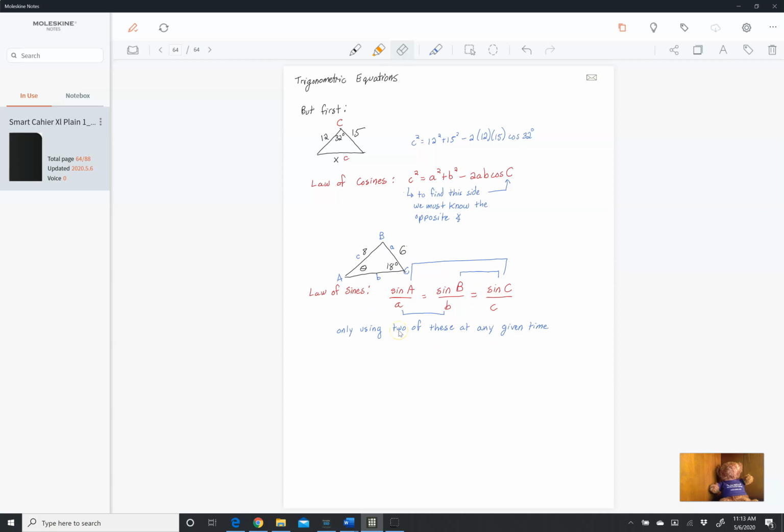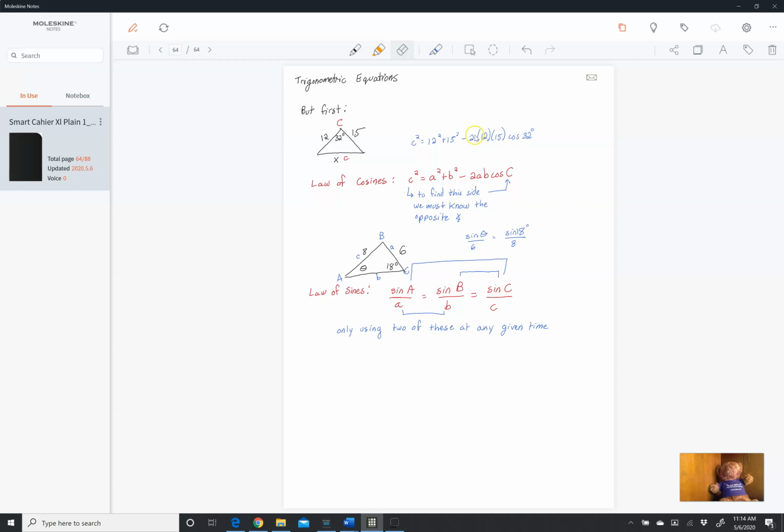So this would be a plug and chug also, right? It would be sine of theta over 6 is equal to sine of 18 degrees over 8. And we could just cross multiply, which is multiplying everything by 8 and then multiplying everything by 6 on both sides of the equation. So we could cross multiply and solve for sine of theta. Remember, when you're solving for an angle, you are going to have to take the inverse of sine of theta. You're going to have to take the inverse of both sides at some point.